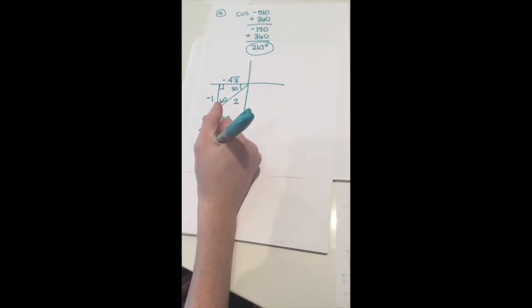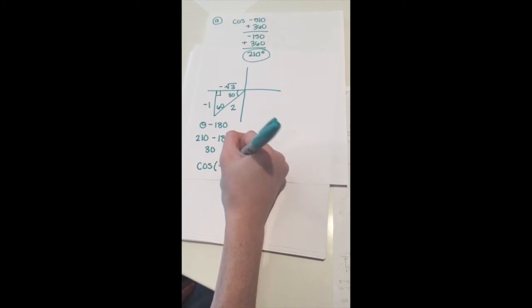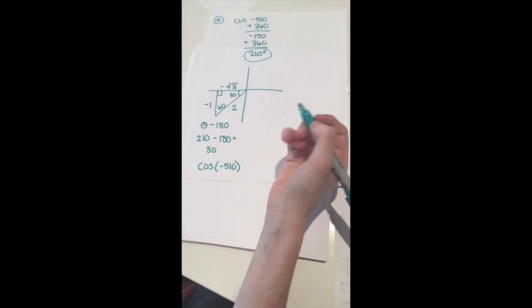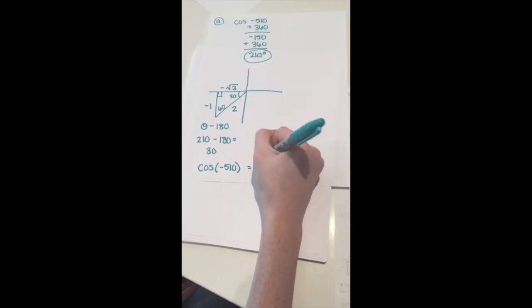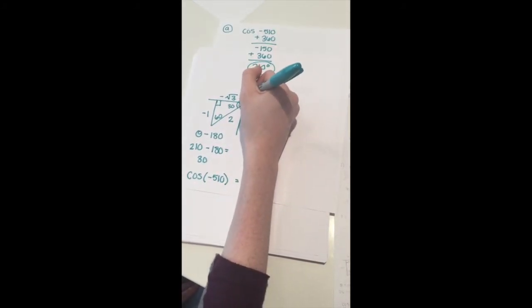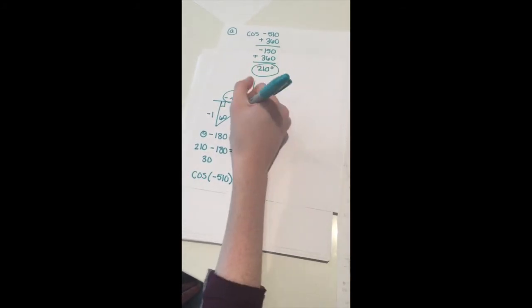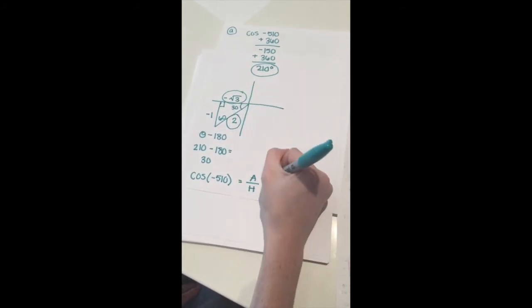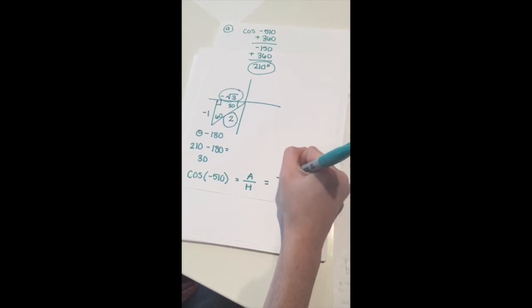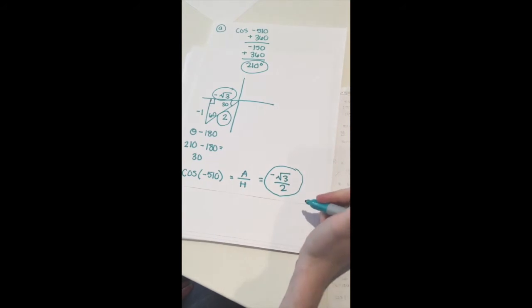Now, when we plug it back into the equation, cosine negative 510, we know cosine is adjacent over hypotenuse. So in relation to our triangle, adjacent, which is our negative radical 3, and our hypotenuse, 2. So we plug it in, negative radical 3 over 2, and that is our answer.